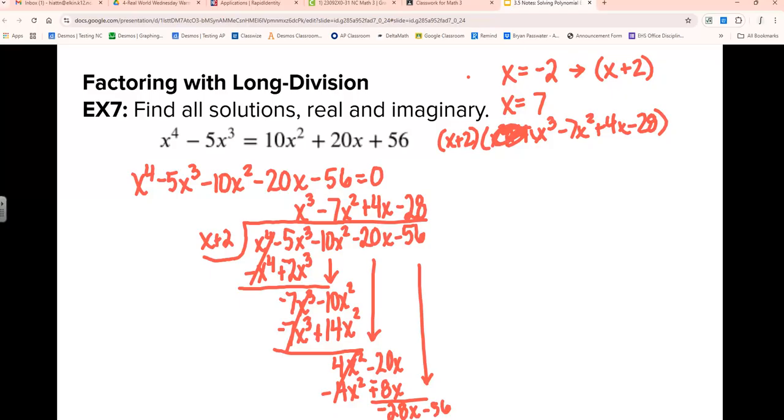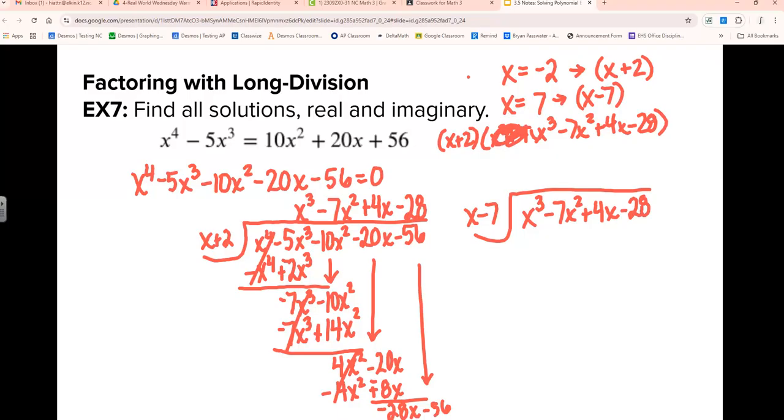Okay, you're going to have to do long division again with your 7. Don't start from the beginning. Use this new term. So use x to the 3rd minus 7x squared plus 4x minus 28. And here that's a positive 7, so we're going to use x minus 7 as our factor there. So we've got a long division again.